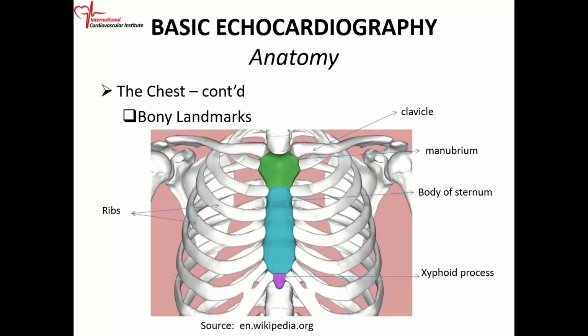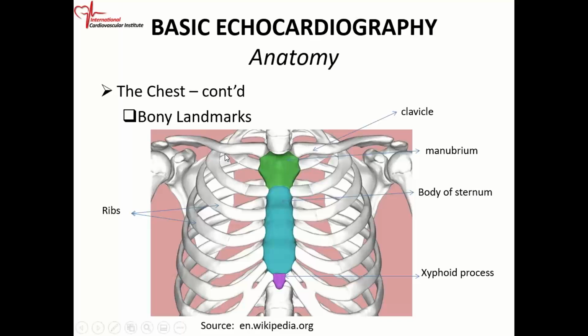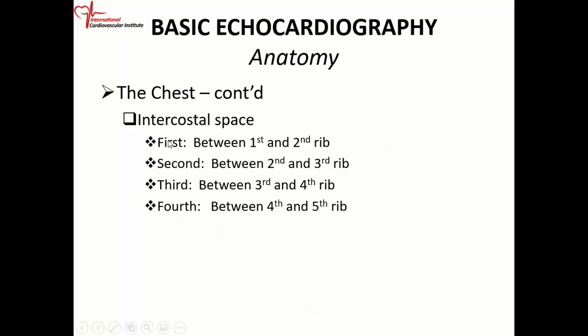The important thing for people doing echo is what we call the intercostal spaces. So the intercostal space is the space between the ribs. We call the ribs costal, so the intercostal spaces are the spaces between the ribs. And it's very important in echo because we usually talk about putting the probe in a certain intercostal space. So the first intercostal space is the space between the first and the second rib. The second intercostal space is between the second and the third rib, and the third intercostal space is between the third and the fourth rib, and the fourth is between the fourth and the fifth rib.